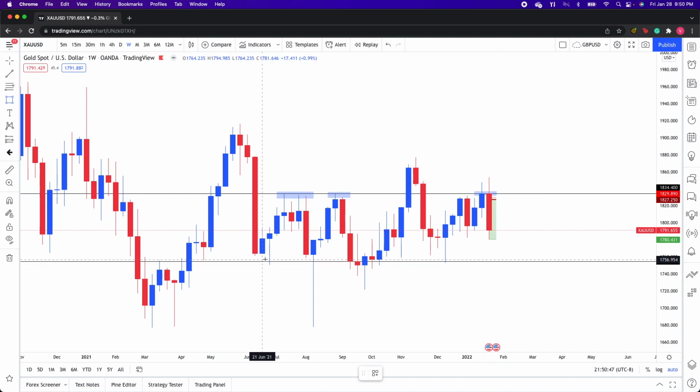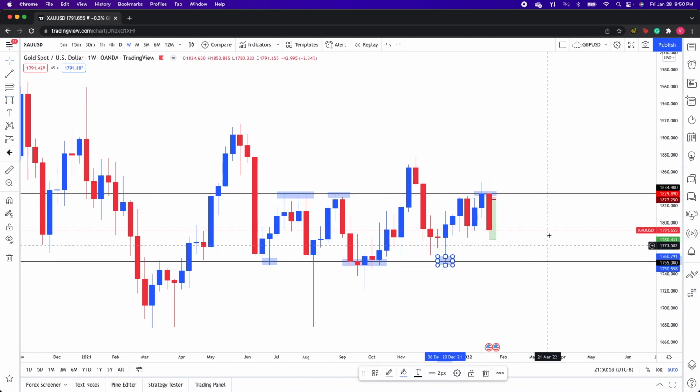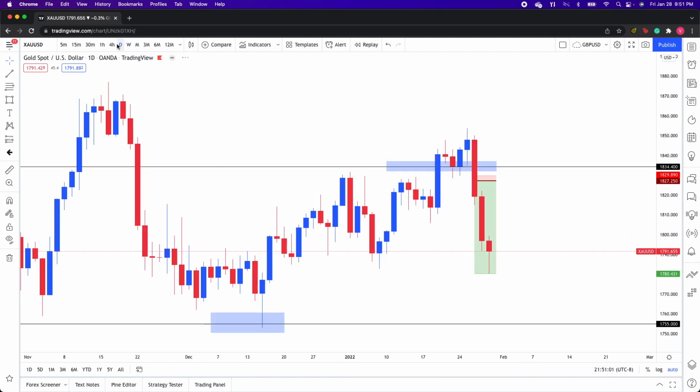Same thing, as price pushes down to 1755, we start to see some bullish pressure to the upside as candles fail to close below this and continue down. And same thing here when price tapped into this and then pushed right back up to 1834. Now let's drop down to the daily time frame.